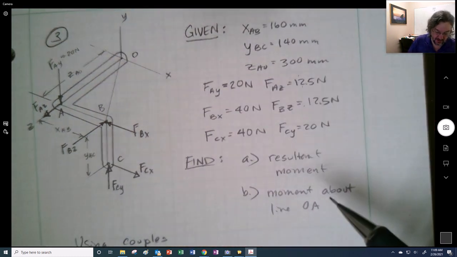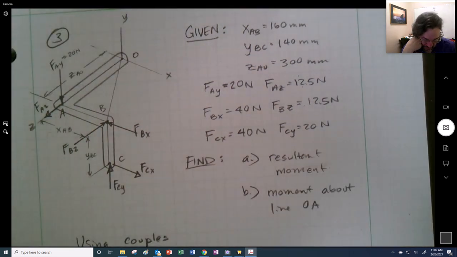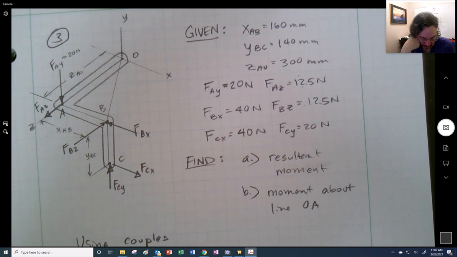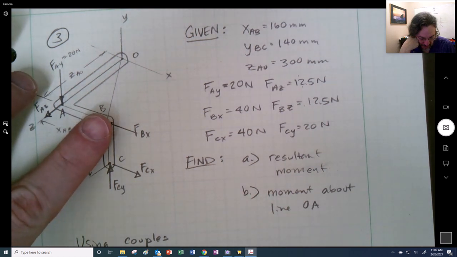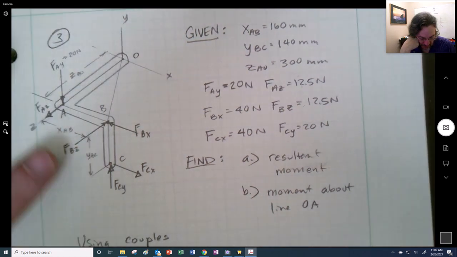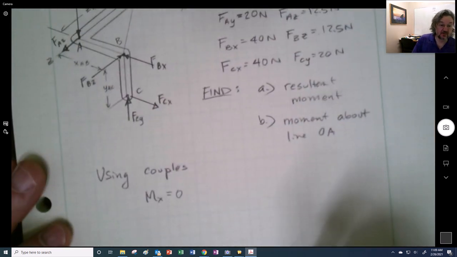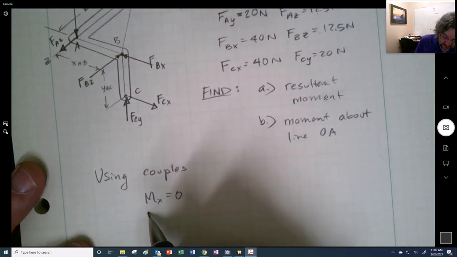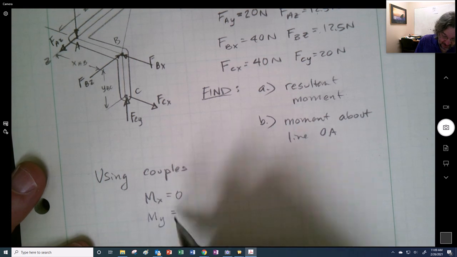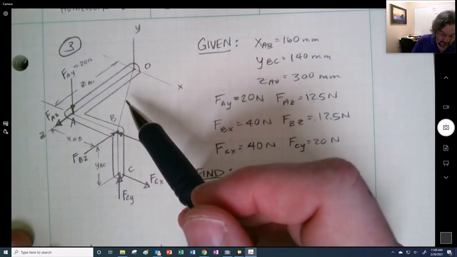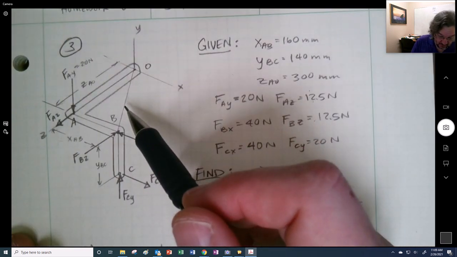No. Let me look at that. I don't think so. Doesn't look like there's going to be any moment about the X. Double, triple check. That right there doesn't have, it's going to be 0. Go figure. All right, and so now the moment about the Y, that's going to have a couple.